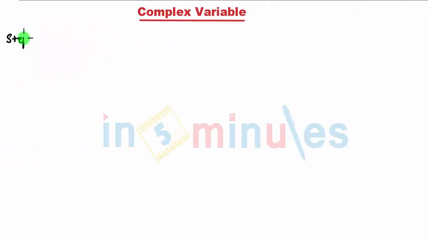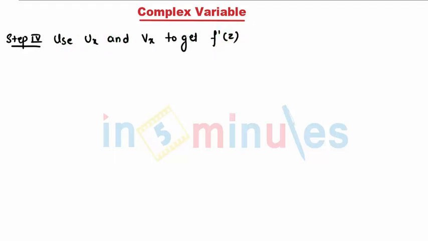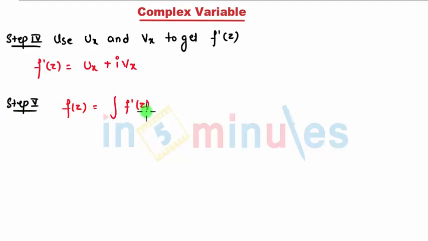I say in step 4, you got ux, you got vx, so I can say use ux and vx to get f dash of z. So I can say here f dash of z is equal to ux plus i vx. Now once you get f dash of z, your step 5 will be, we know that if we want f of z, we just need to integrate f dash of z dz, and therefore I can get f of z.